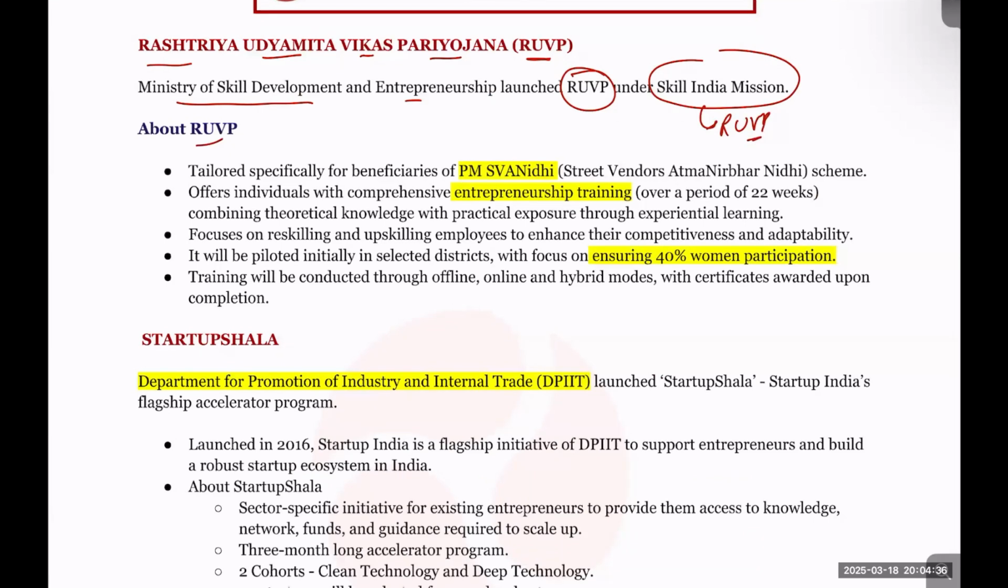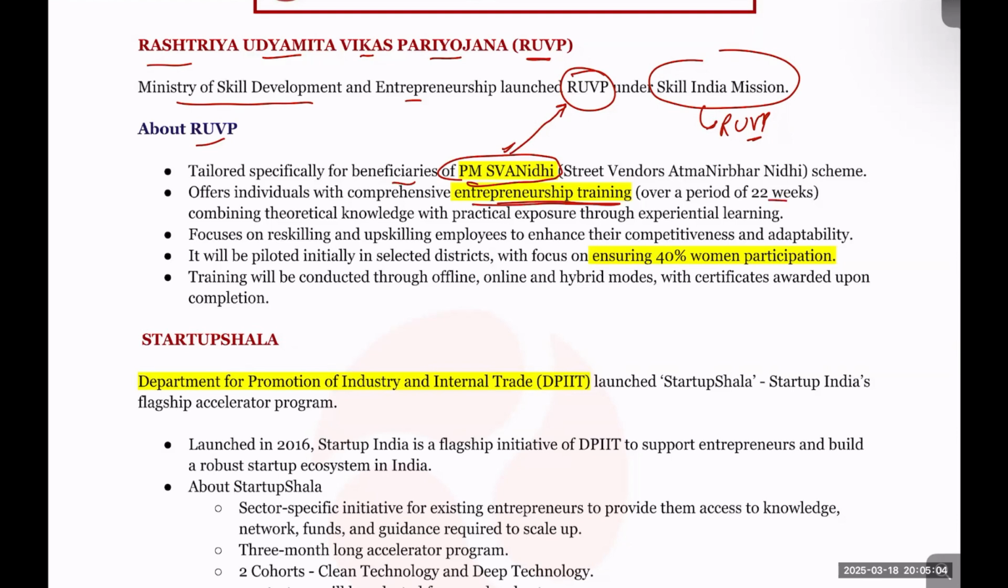So about RUVP, it is tailored specifically for the beneficiaries of the Pradhan Mantri Swanidhi scheme. Okay, so all those individuals who are benefiting from this PM Swanidhi scheme, those people will be eligible for enrollment in this RUVP scheme, right? And what these individuals will be doing, they will be trained for entrepreneurship. They will be given entrepreneurship training over 22 weeks.